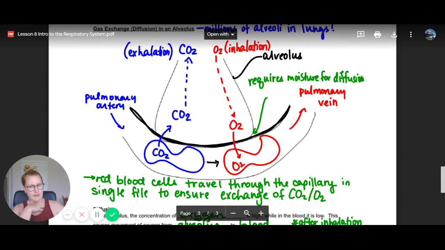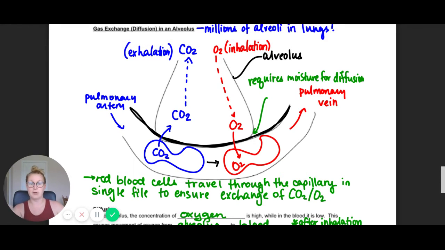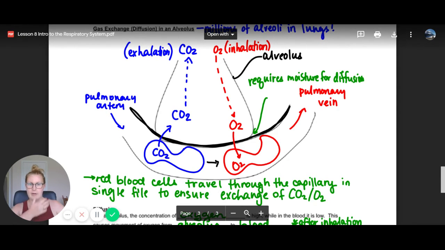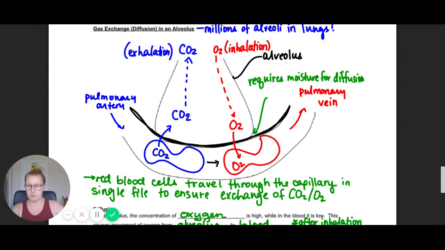On the oxygen side, oxygen is now at very low concentration in the blood cell. So you're going to see oxygen moving from the alveolus, after an inhalation, into the red blood cell. Then this red blood cell is going to continue on its way to the pulmonary vein and ultimately back to the heart. Now, a couple of things I want to mention here. I said it in green writing here: it requires moisture for diffusion.